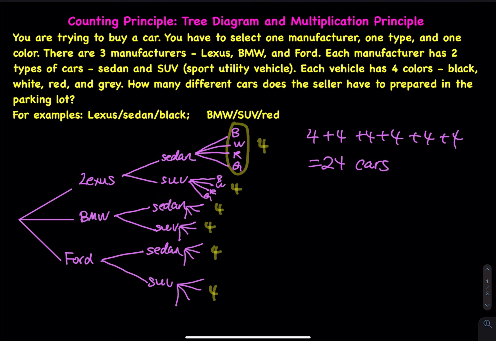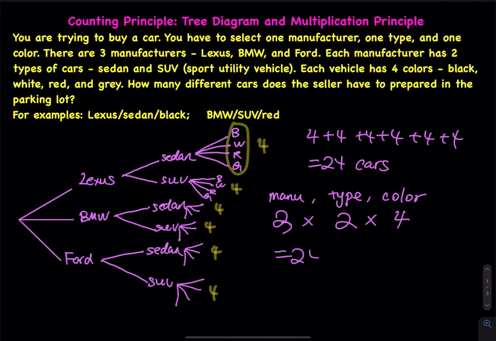To calculate the total, listen to me. For manufacturer, and then you have to pick a type, and then you have to pick a color. How many manufacturers? 3. How many types? 2. How many colors? 4. All you have to do is multiply them. So 3 times 2 times 4 equals 24.